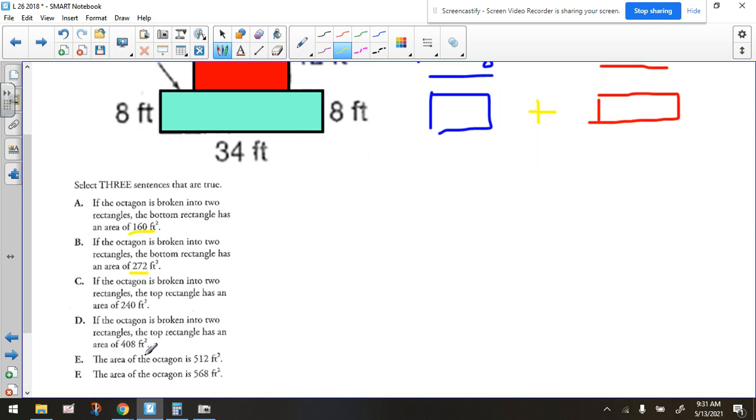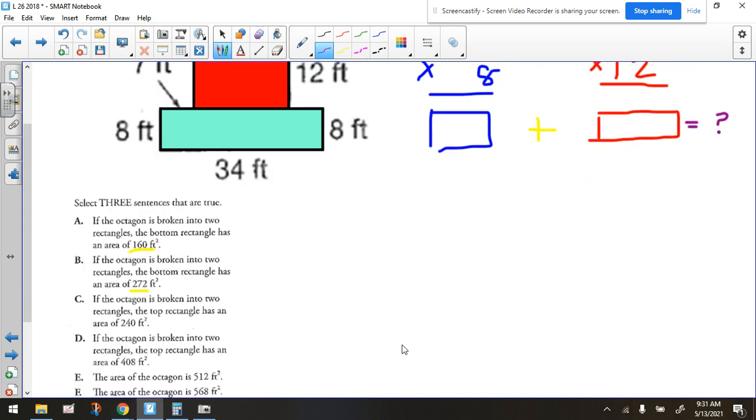Statement E: The area of the octagon is 512 square feet. So again, when you add this number and this number, what did you get for an answer? Did you get this number or did you get this number? Because you're going to pick one of these two. All right, so just be careful with your bubbling, and you should have no problem finishing this up.